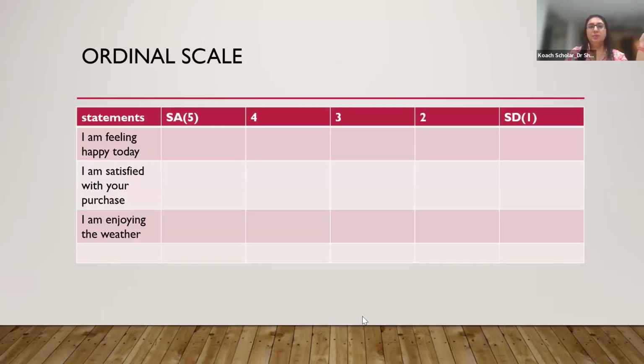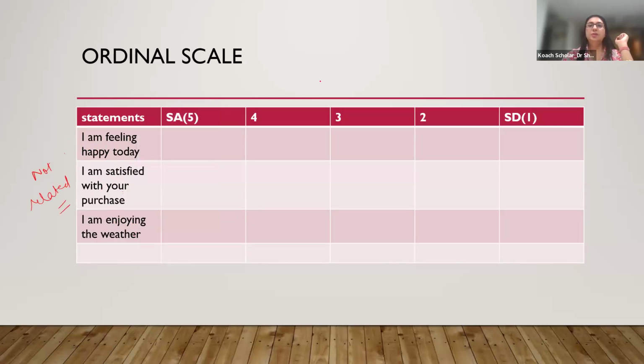If you are measuring statements, now you look at this. Many times in a questionnaire, suppose I'm working on just random statements, and they have been asked on a scale of 1 to 5. Look at the statements. I'm feeling happy today. I'm satisfied with the purchase. I'm enjoying the weather. Are these items related to each other? No, these are not related.